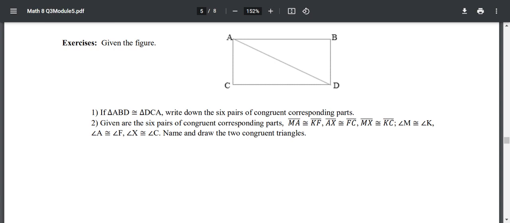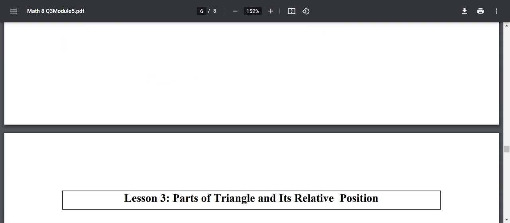So for the first triangle, we go to the first angles. Angle M, angle A, and angle X. So that is triangle MAX. And the second triangle, we go to the second angles, K, F, and C. So the second triangle is triangle KFC. So that's how you name two congruent triangles, by using the given angles. And then you can draw by using the given congruent sides.